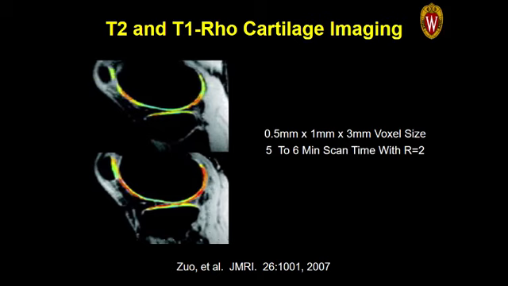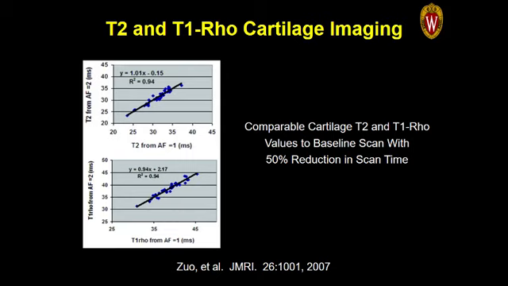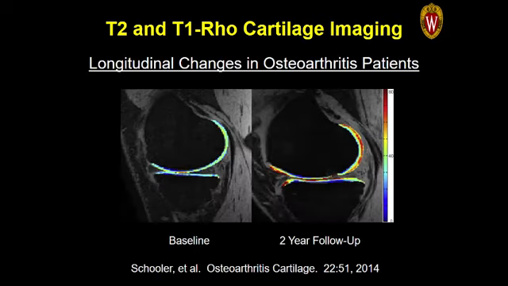Now, Dr. Majumdar's research group at UCSF has used parallel imaging to accelerate T2 and T1 rho cartilage imaging and to create T2 and T1 rho cartilage maps with 0.5 millimeter by 1 millimeter by 3 millimeter voxel size with comparable cartilage T2 and T1 rho values to baseline scans with a 50% reduction in scan time. Now, the UCSF research group has used these accelerated T2 and T1 rho mapping sequences in a large number of excellent osteoarthritis research studies over the last decade on both the knee joint and hip joint.